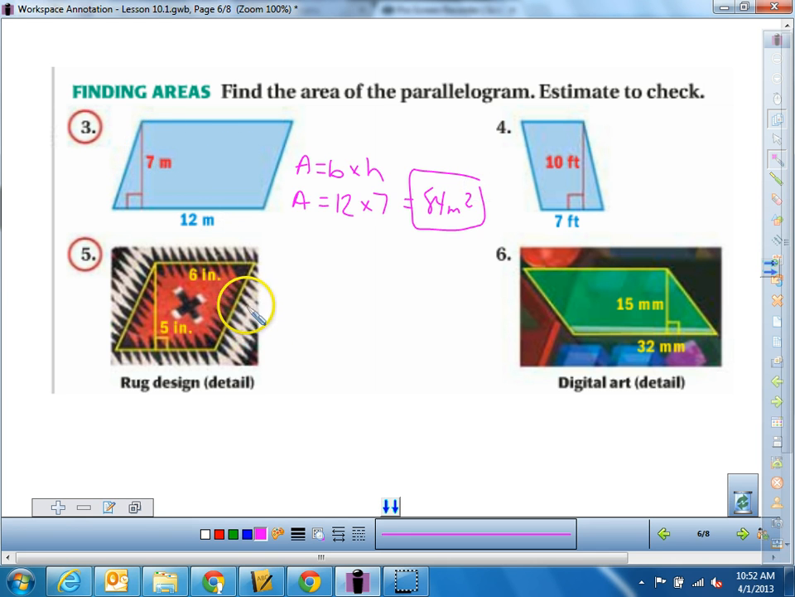How about here? We've got 5 inches is our height. 6 inches is up here. Well, we need a base. Is this our base? Well, it can be. This is going to be the exact same distance as this one. So again, we're just taking 6 times 5 to equal 30 inches squared for our answer for that one. You can go ahead and do these two on your own. I'll check those tomorrow.